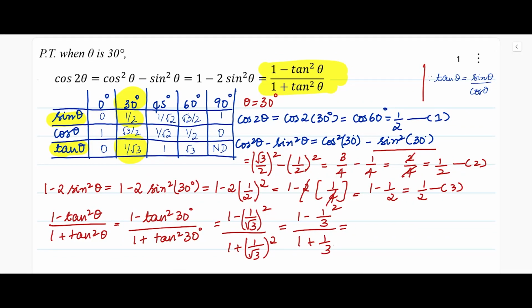Next, when you take the LCM, we will get (3 minus 1) by 3 divided by (3 plus 1) by 3. The denominators will cancel out each other. So we will have 2 by 4. 2 into 2 is 2. So we will get 1 by 2. This is our equation 4.